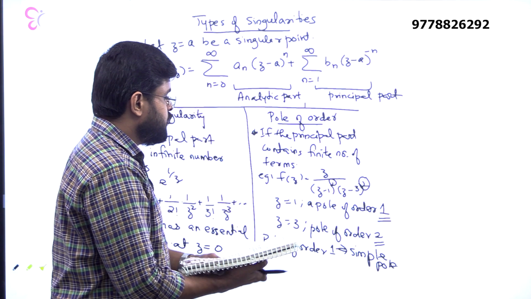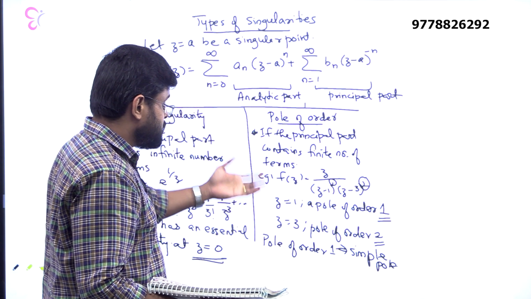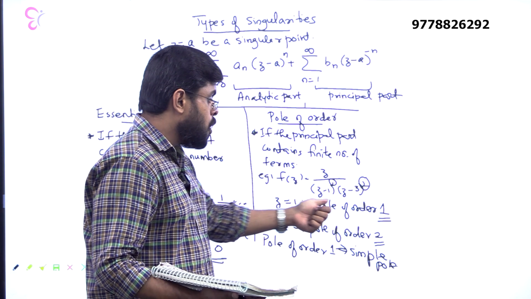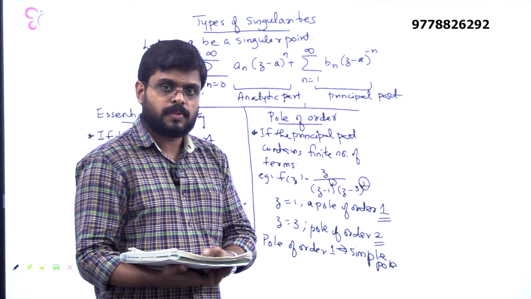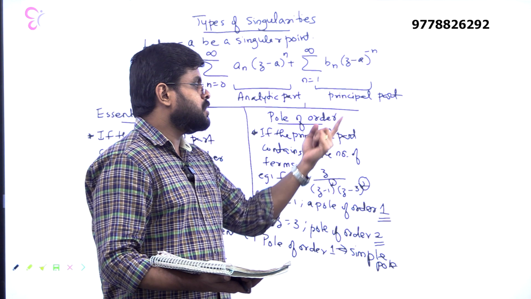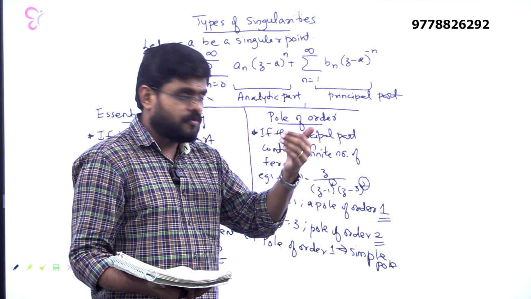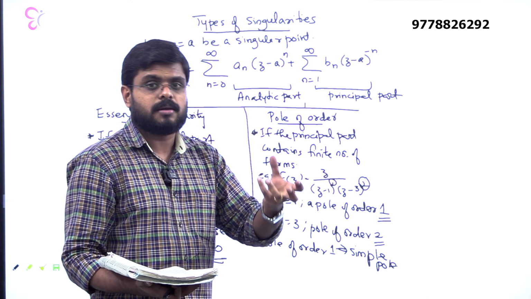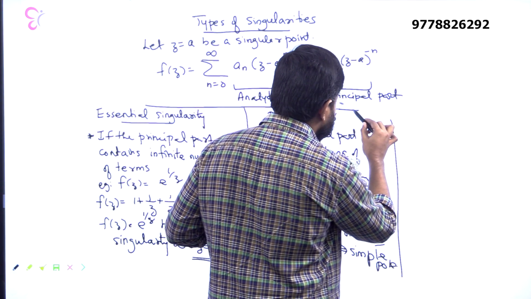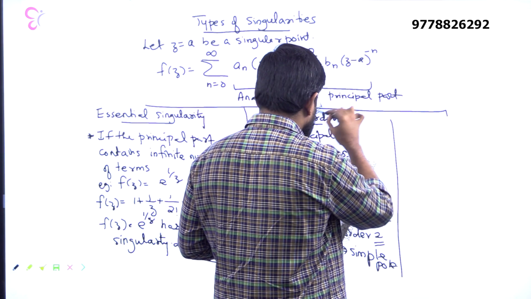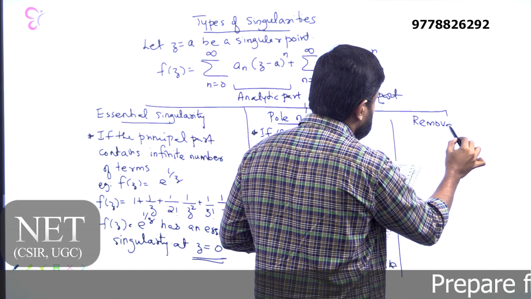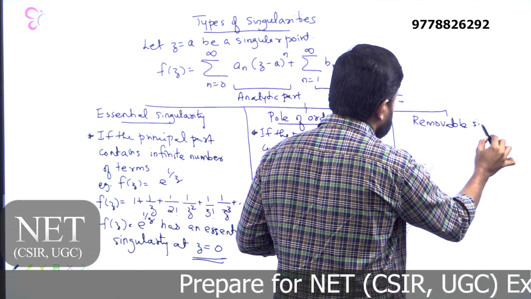So, this is how we consider poles, and this is how we assign order to each and every pole. Clear? So, if we need to have a pole of order, then the principal part of that function should contain only a finite number of terms. Clear? And the third one which we are discussing is regarding removable singularity.